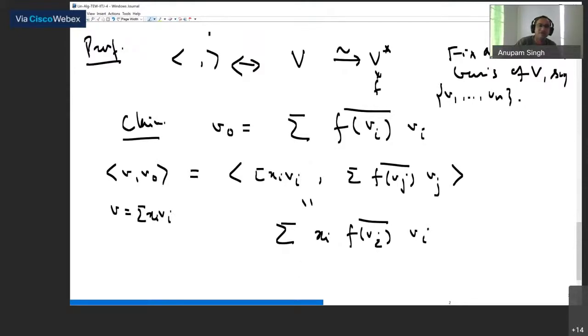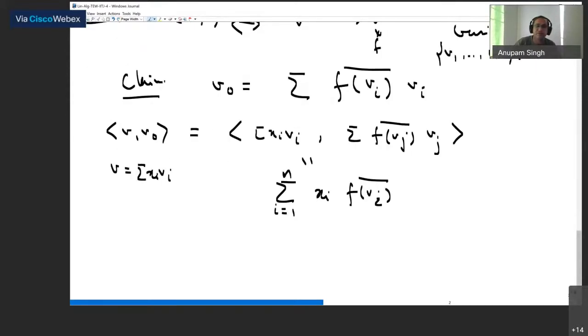In fact, v_i is just a scalar. So why am I writing v_i? So this is what it will come out to be: sum over i from 1 to n of x_i f of v_i bar. Now, if you compute f of v, you'll see simply from here summation over x_i f of v_i.